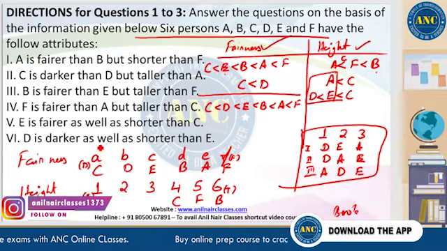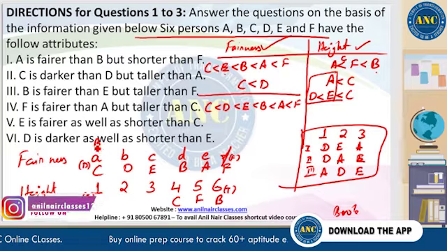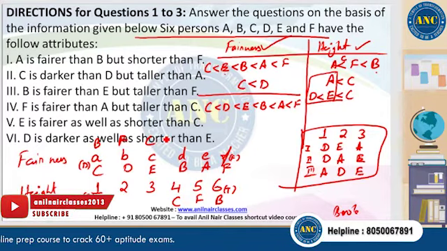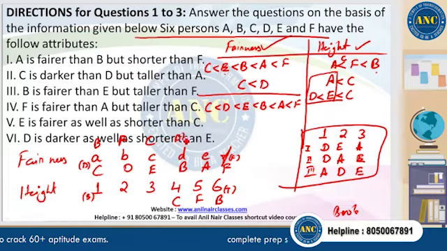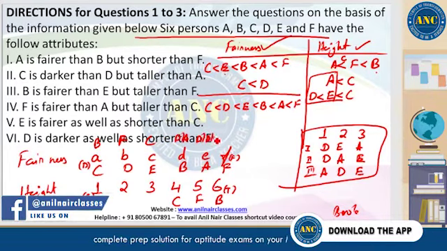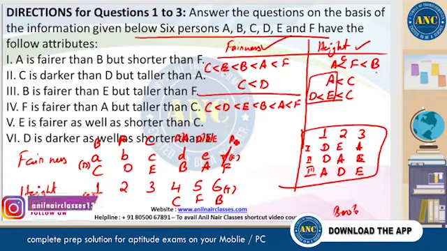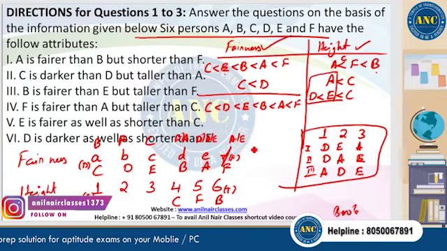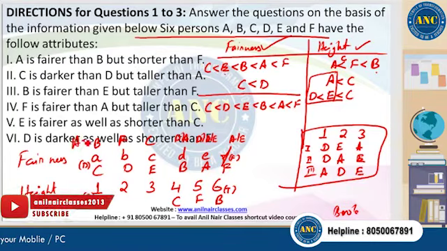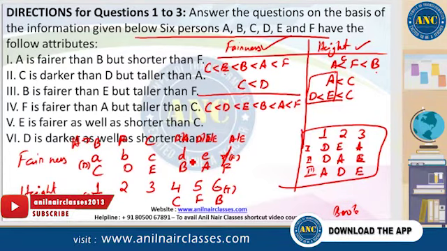So descending order of their height, if we take that, we'll have B, we'll have F, then we'll have C, and then we have the confusion. This could be a D or an A or an E, and this could be an A or E. So we don't know. Descending order of their heights, this is the height case, and the fairness is already there.